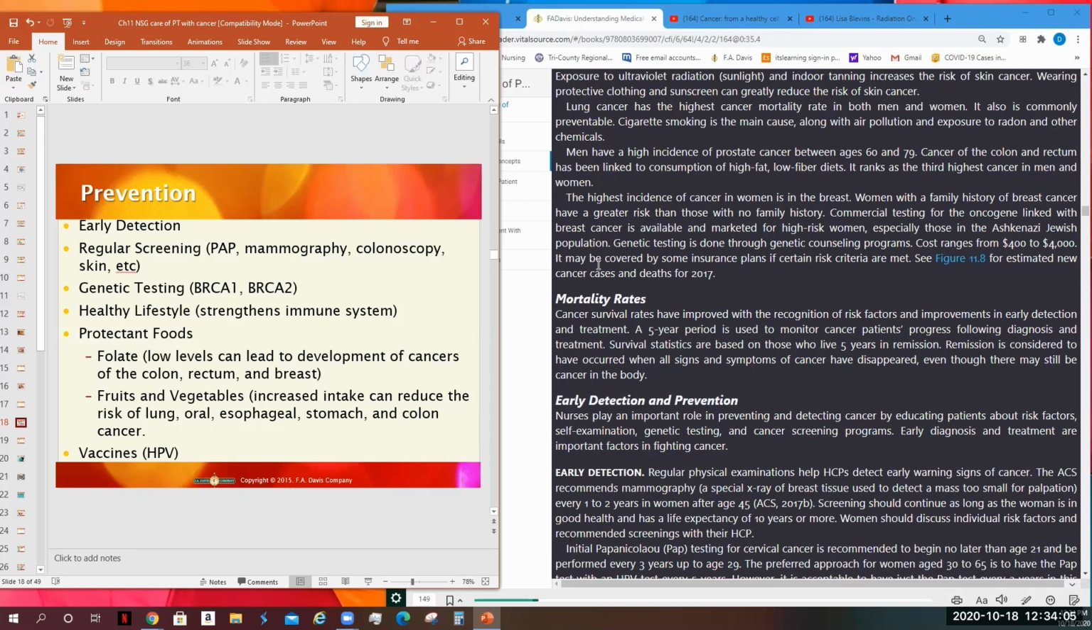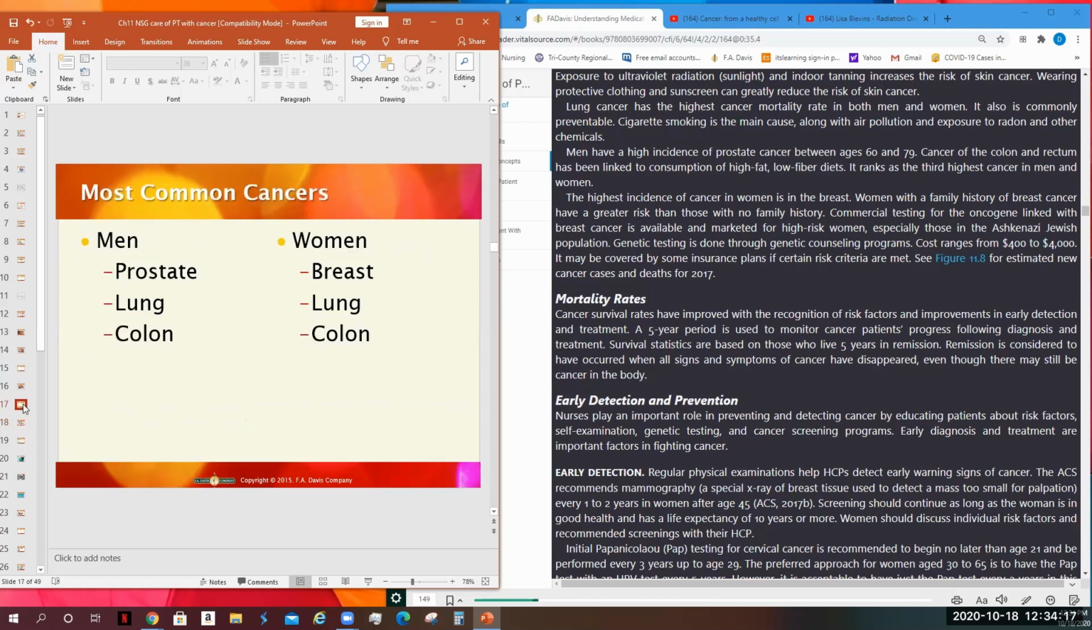The highest incidence of cancer in women is in the breast. Women with a family history of breast cancer have a greater risk than those with no family history. Commercial testing for the oncogene linked with breast cancer is available and marketed for high-risk women, especially those in the Ashkenazi Jewish population. Genetic testing is done through genetic counseling programs.